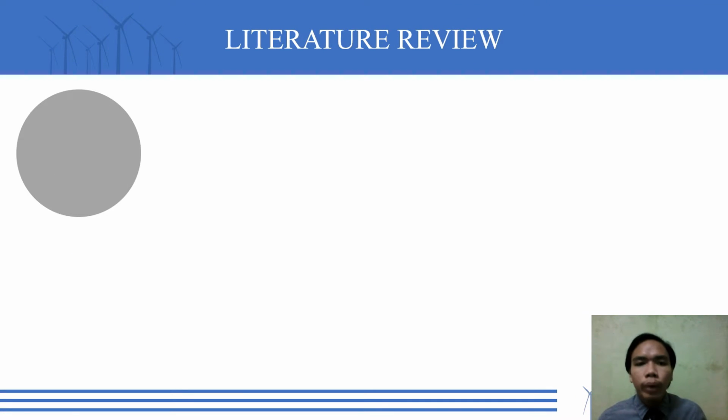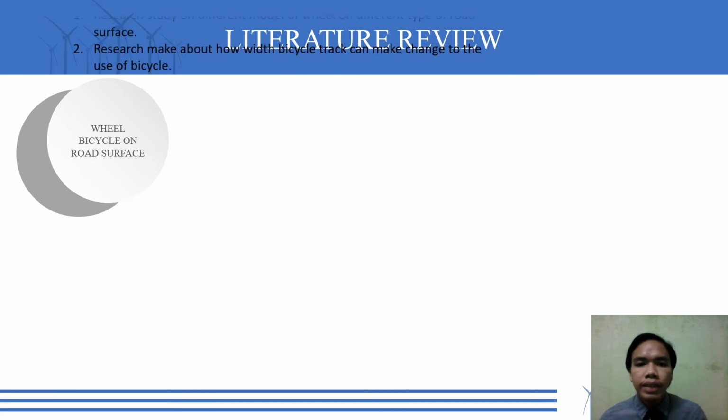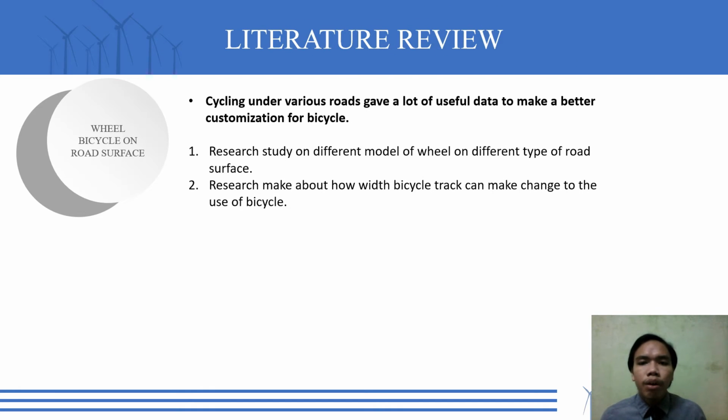The third one is the wheel of a bicycle on road surface. Cycling on various road surfaces gives a lot of data, such as vibrational response, to help provide better quality bicycle components. One research studied different models of wheel on different types of road surface. By using different wheel models, it shows different vibrational responses. Next is research about how a wide bicycle track can change the use of a bicycle. They found out the speed of cyclists increases as the track width increases.